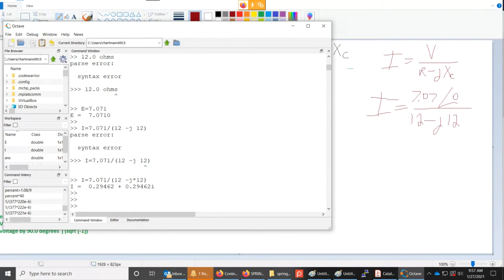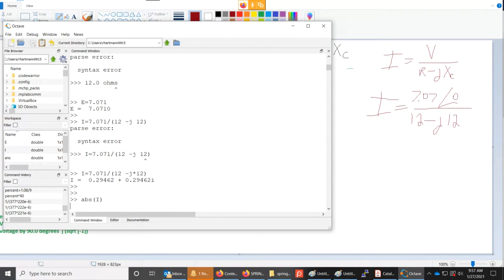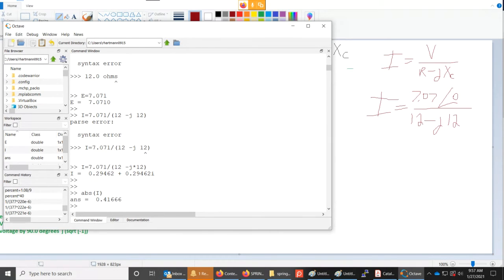The way we convert that is we take the absolute value of the current. All right, and so we get our current, which is 0.41666 amps, or 417 milliamps if you want to put it that way. So our current has a magnitude of 416.66 milliamps. But it has an angle, so now we have to calculate the angle.